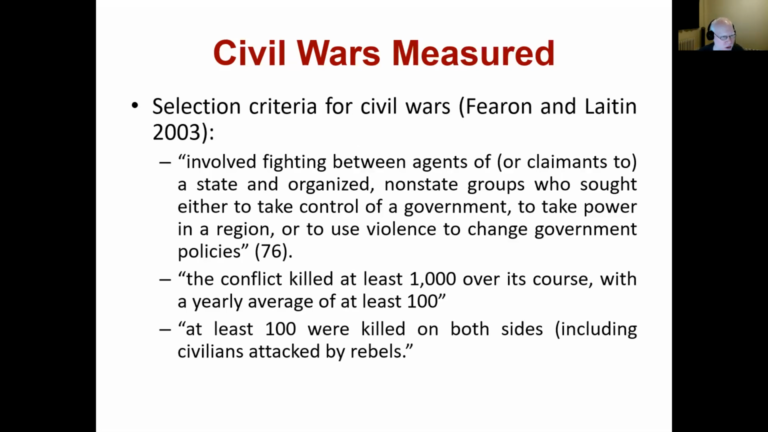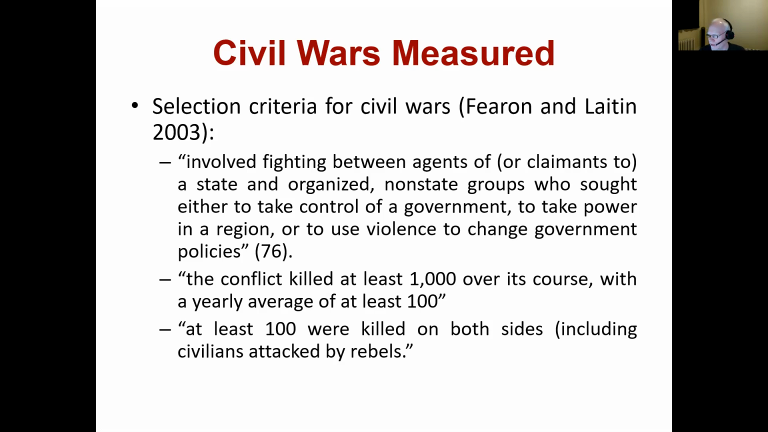How do we measure civil wars? It's actually quite similar to how we would measure interstate wars, which we saw in the past. So it involves fighting between agents of, or claimants to, a state and organized non-state groups who sought either to take control of a government, to take power in a region, or to use violence to change government. So it's got to involve fighting between members of the government, or those who are fighting for the government, and non-state groups who are seeking to make the changes that we've talked about on the previous slide.